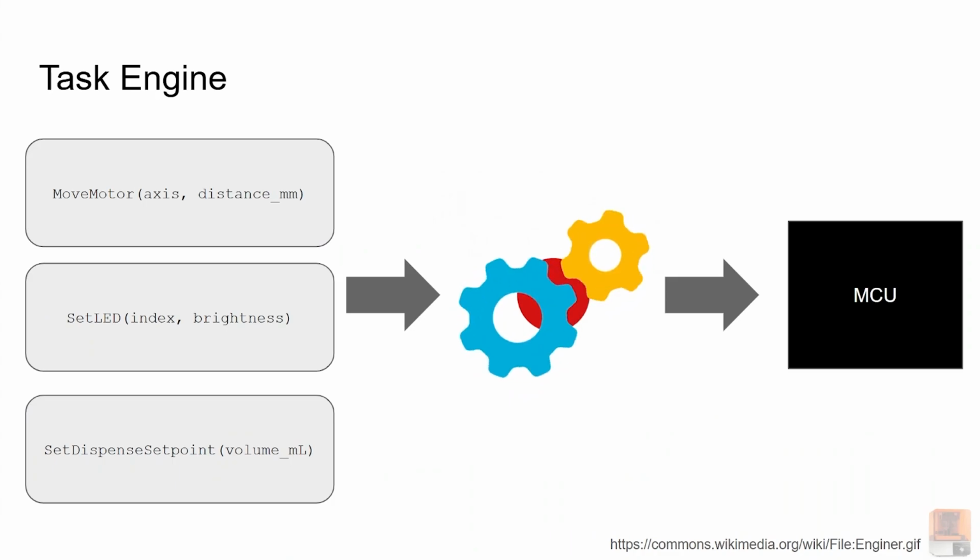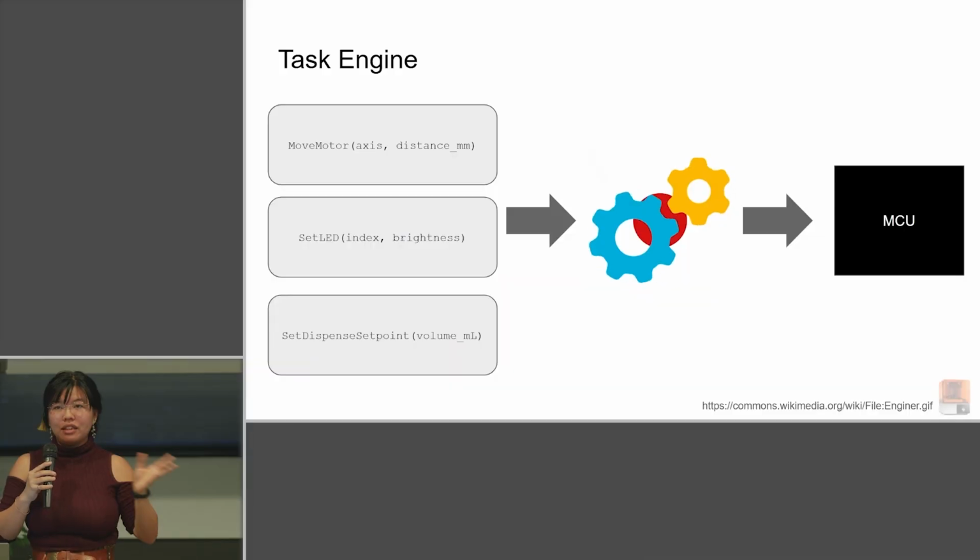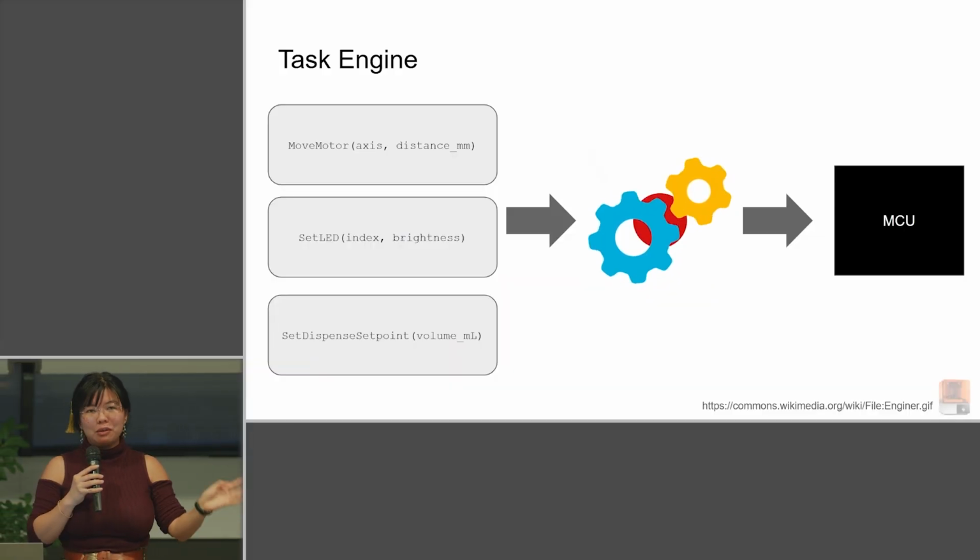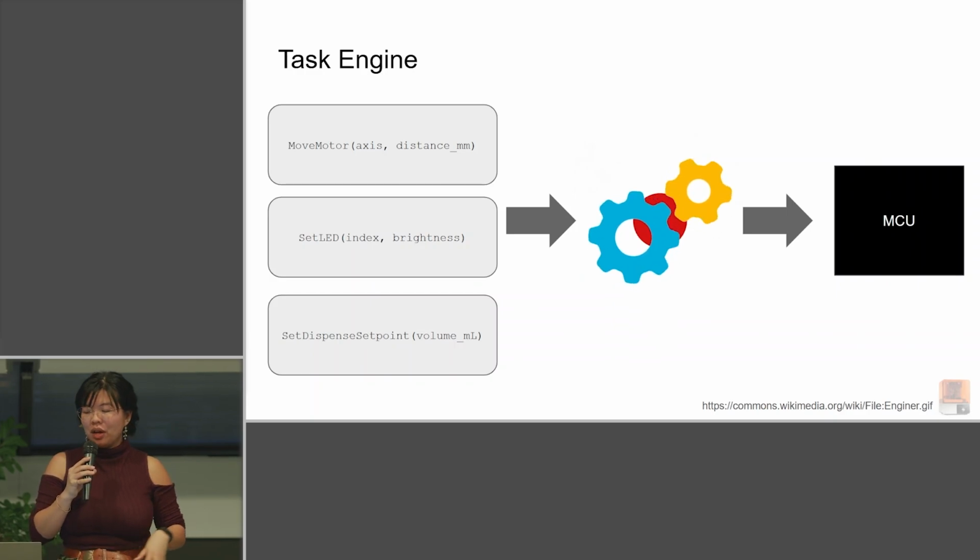So this was a huge part of the effort. It's what we call our new hardware layer. It takes instructions in the form of tasks. So they're somewhat high level for a hardware interface. They're things like move motor and set LED. So these are kind of process level tasks. And they're wired through Task Engine basically directly to the MCU.